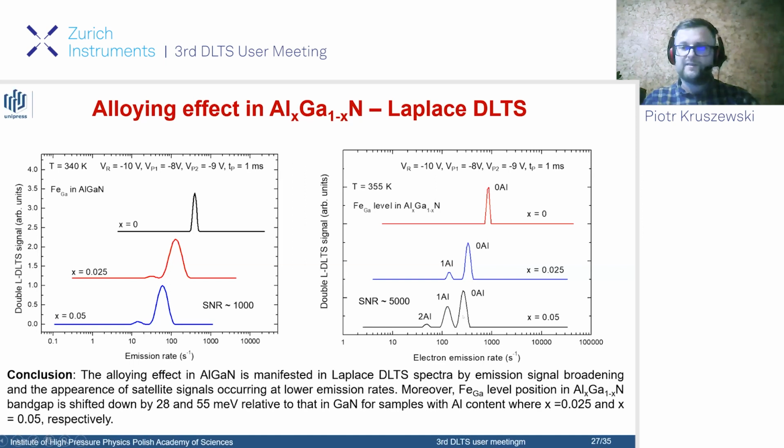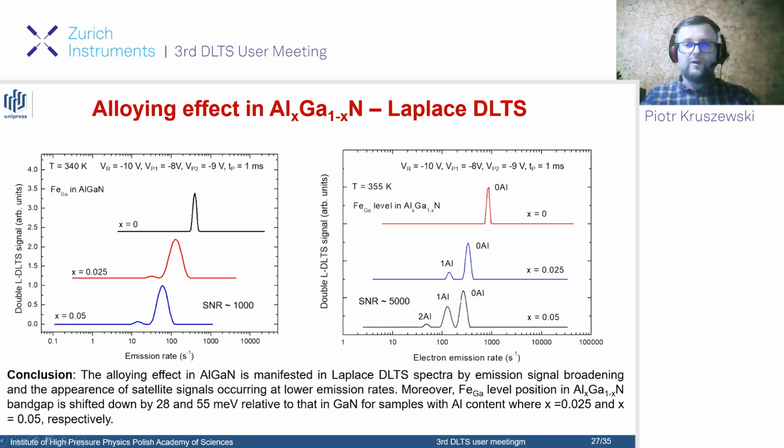Two components, yes? We have 3 peaks now. And I will show you in a moment that this peak is not a new peak, is not related to a new defect level. This is the effect of alloying. What is the alloying? It is the fluctuation of aluminum atoms around the defect level.